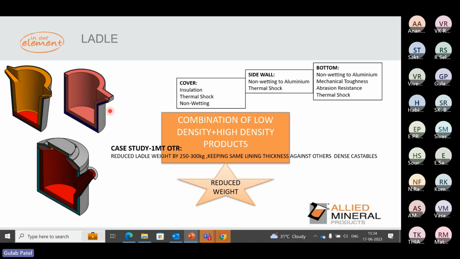The reduced weight ladle is related to a safety concern, because the forklift being operated is designed to carry 2.5 tons of weight. But if you are transferring a 1 metric ton ladle, it means your ladle should be under 1.5 metric tons, including the lining as well as the steel shell. What we came across with this 1 metric ton ladle is that around 650 to 700 kg is the average weight of the steel shell. It means you have to keep the refractory system within the range of around 700 to 750, not more than that. But it can only be achieved with the proper combination of low density and high density products used in the metal contact area.